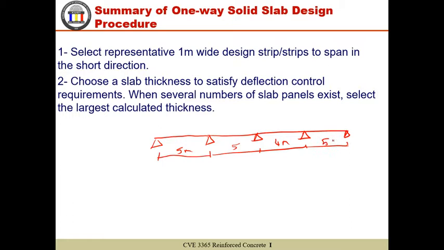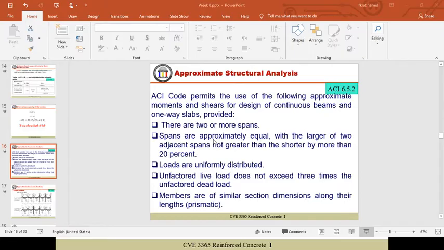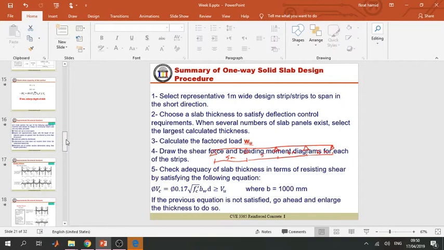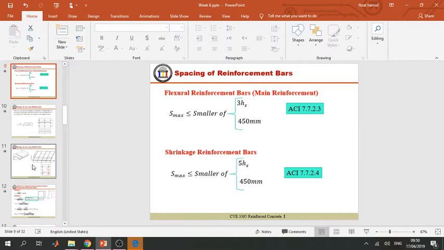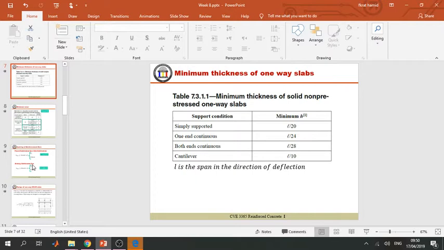So, when you go to the table, like here, you have one end continuous, you have both ends continuous. For both ends continuous, you have L over 28. For one end continuous, you have L over 24. So let me check which one will give you greater thickness. Of course, L over 24.